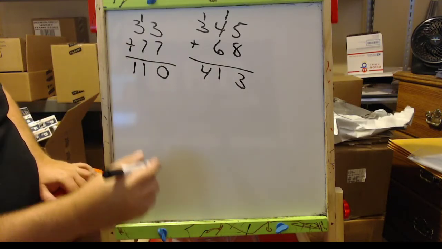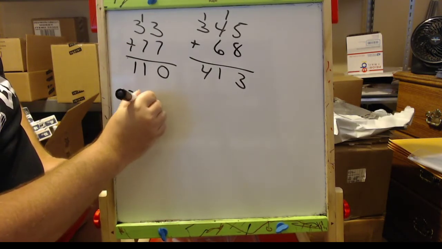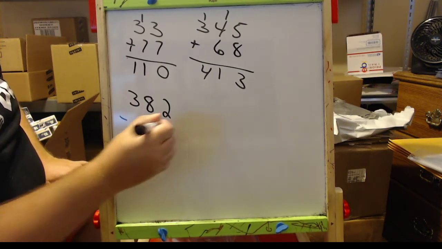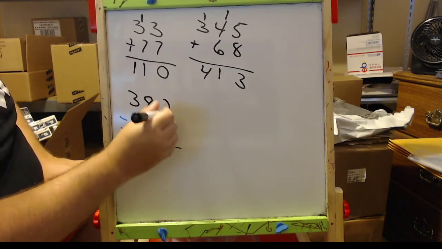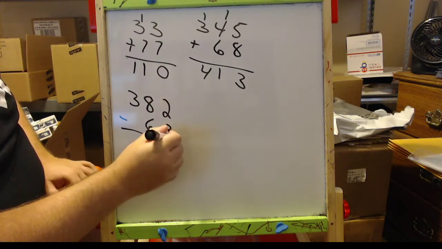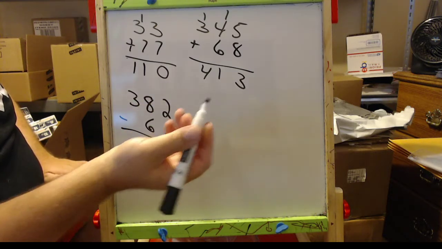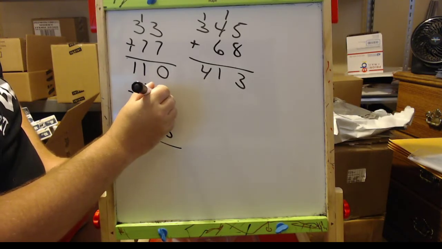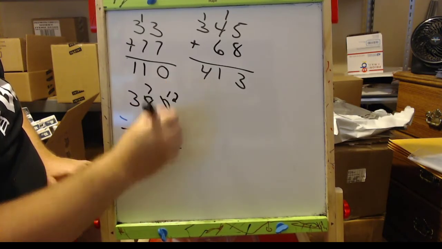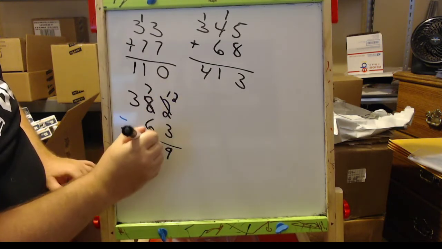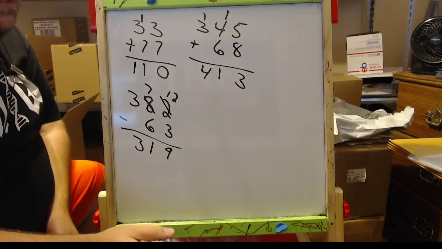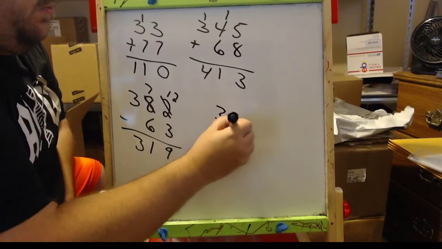Let's look at subtraction. Let's say we have 382 minus 63. Okay, so we can't take 3 from 2, and it doesn't happen. So we got to borrow. So we make that a 7, and we make this a 12. So that becomes a 9. 7 minus 6 is 1, and there's nothing here. So that's 319. Let's try another one.